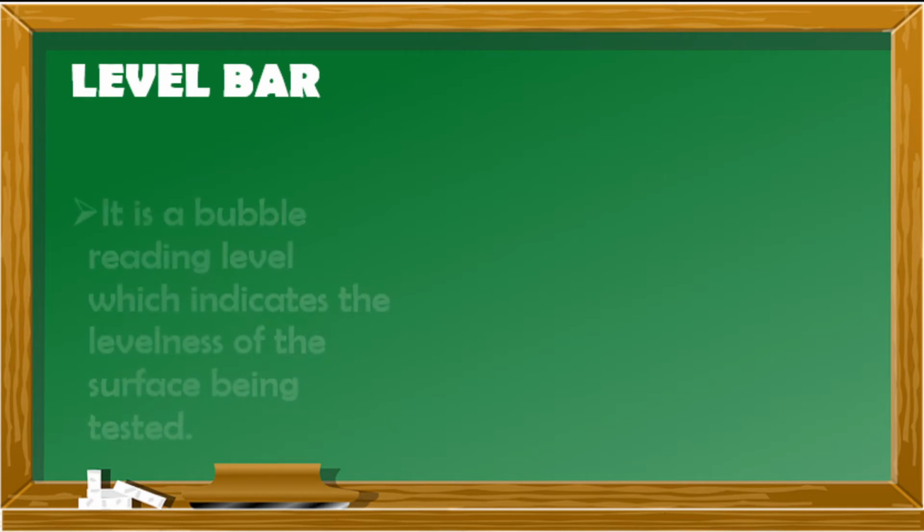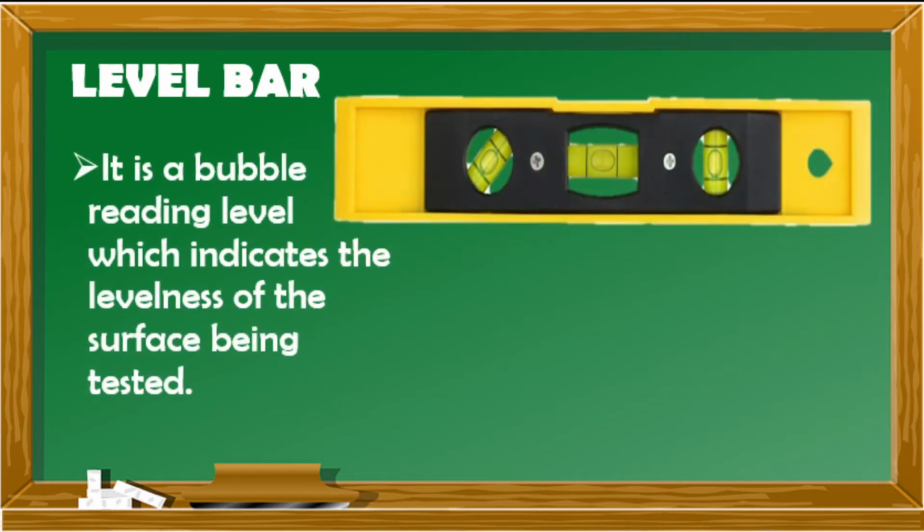Next is level bar. It is a bubbled reading level which indicates the levelness of the surface being tested. So, as you can see, there's a bubble in the center ng tube. So, once na yung bubble niya na nasa center, ibig sabihin, level yung surface, pantay yung surface. Pero pag nakita natin yung bubble is nasa gilid o hindi siya nasa gitna, ibig sabihin, hindi siya pantay. So, that is the level bar.